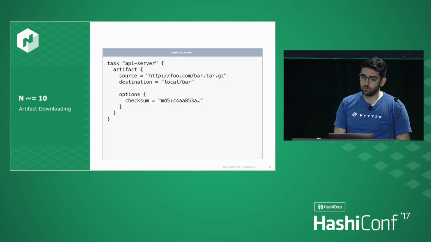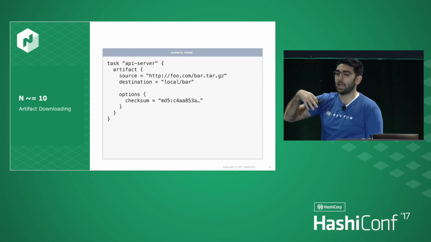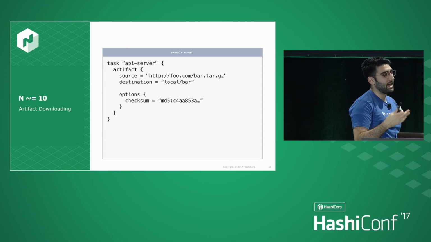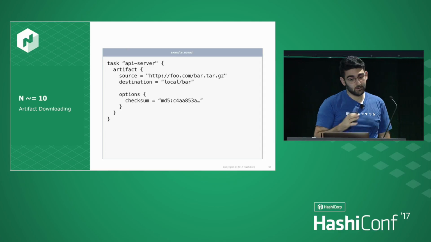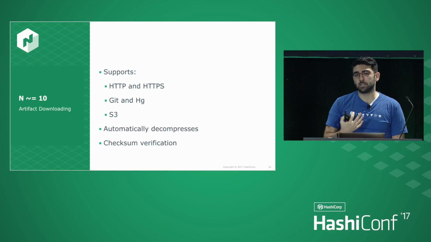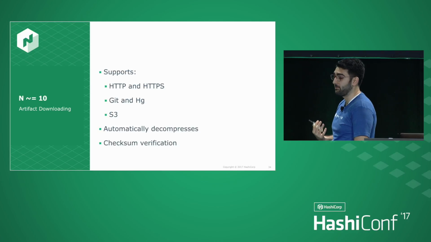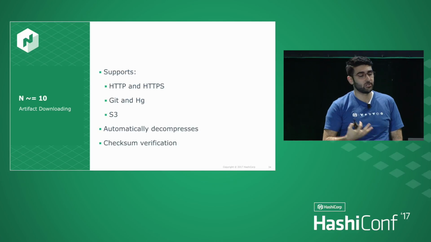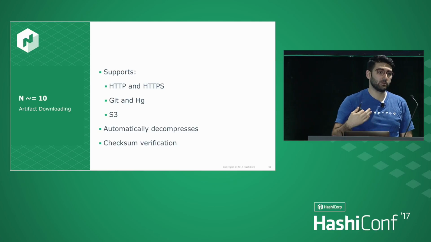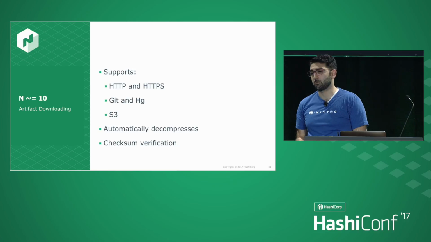So the first thing we do is we have this artifact block, which lets you download any assets that you need for your task to run. So you can download binaries or config files or whatever else you need, and Nomad will automatically decompress it if it's a tar or a zip. And it can also download stuff from S3 and any HTTP or HTTPS data source. And if you add checksums, it'll even do checksum validation for you to make sure you're running what you think you're running.